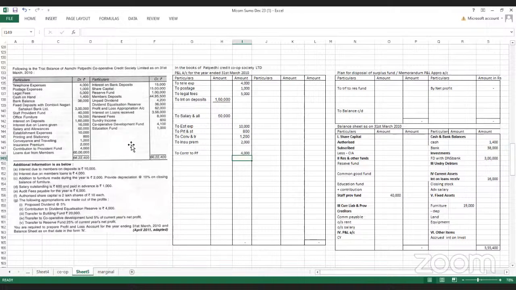Then loans due from members. So this is our asset. We have to recover the money. So loans to members, we'll show it as a separate item. What is the amount? 60 lakhs. Okay, let's check if we have posted all the items on the debit side.